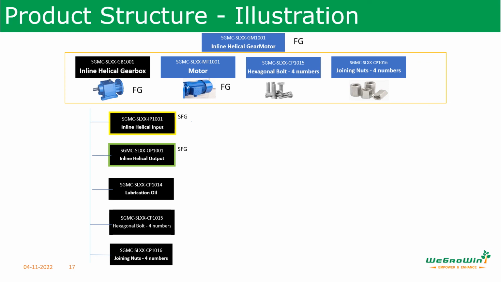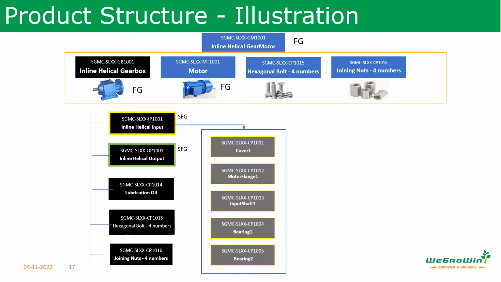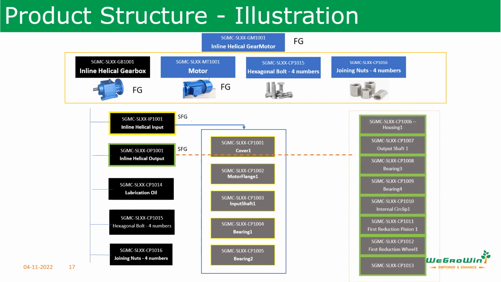but the gearbox is a finished good we may produce inside. To produce that gearbox inside, we need to have two semi-finished goods. One is the inline helical input, another is the inline helical output, plus 3 components. To produce this inline helical input, the semi-finished good, we need to have some 5 components. Similarly, to produce this output component, we need to have other components. See the BOM structure, how it is coming? This is how you have to define the BOM. You have to understand this BOM first.